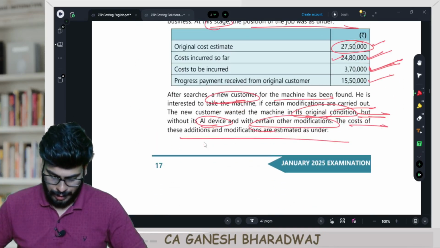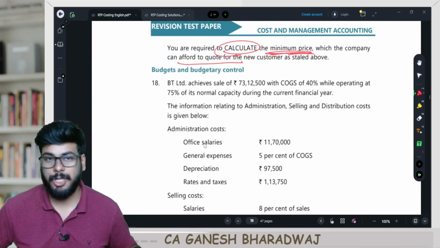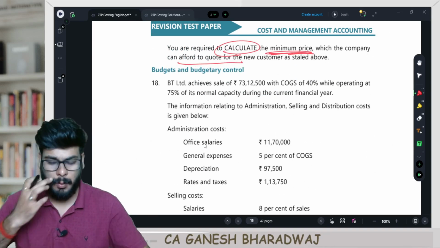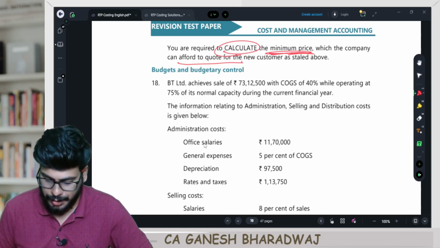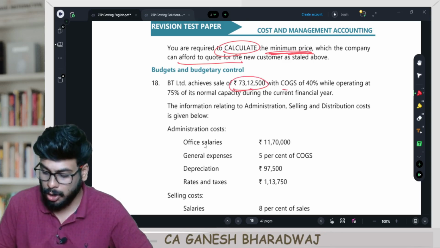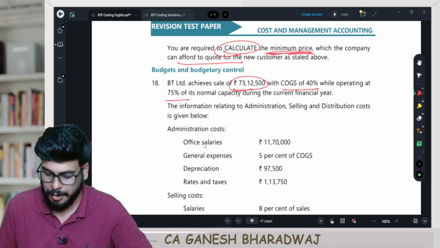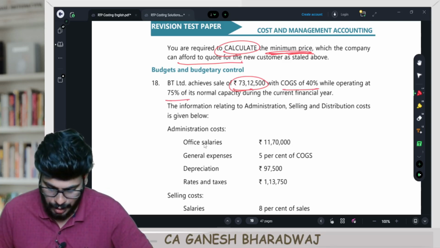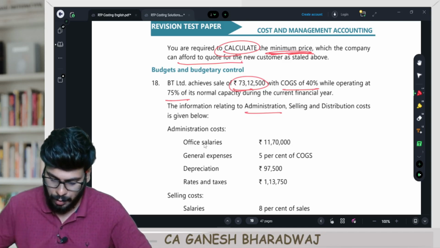Now let's go on to the next question. It is on budgets. So this question is a fairly simple question on flexible budget. So let me quickly read out the question for you. PT Limited achieves a sale of rupees 73 lakhs 12,500 with a COGS of 40% while operating at 75% of its normal capacity during the current financial year. The information relating to admin, selling and distribution costs is given below.